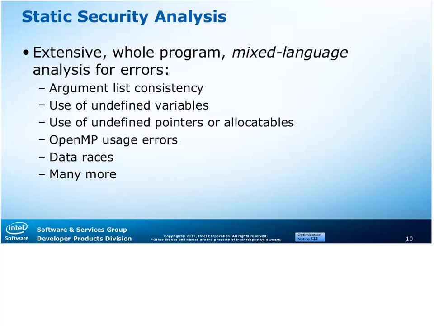Static security analysis is a whole program analysis of your application. It's mixed language, so you can mix your Fortran and C code for analyzing things. It looks for argument consistency, use of undefined variables across program units, across files, many, many more errors. I think there's about 250 different types of errors that it can detect. It's very good at looking at OpenMP usage errors that it can check at build time.